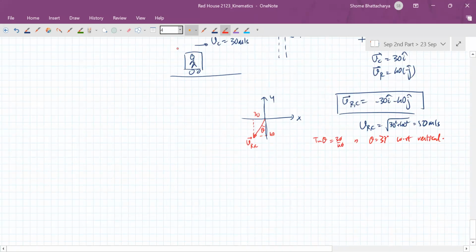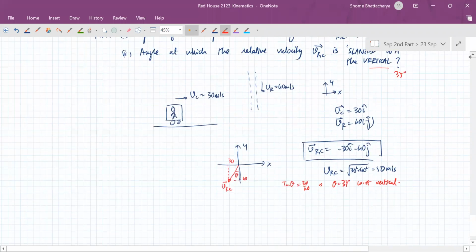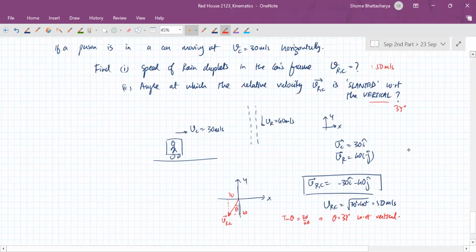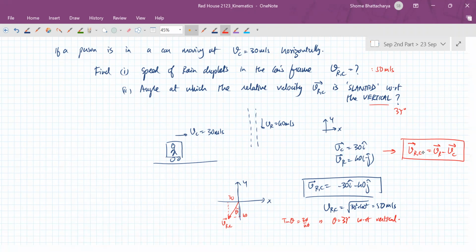I will also show you how to use the triangle law method or the geometrical method of solving the vectors. The concept we are using is that velocity of the rain with respect to the car is velocity of the rain in the ground frame minus velocity of the car. This is the equation that we are solving. Okay, so let's go through it quickly once. Let me know if there's any doubt.